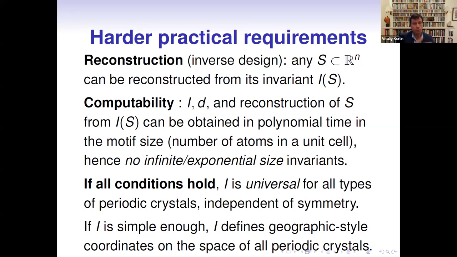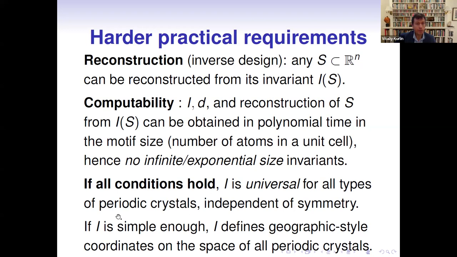So that's why, of course, we exclude any infinite size invariants. And if all these conditions are really satisfied, so if they all hold, then this invariant can be considered universal for all types of periodic crystals. So we do not require any extra restrictions by symmetry, for example.